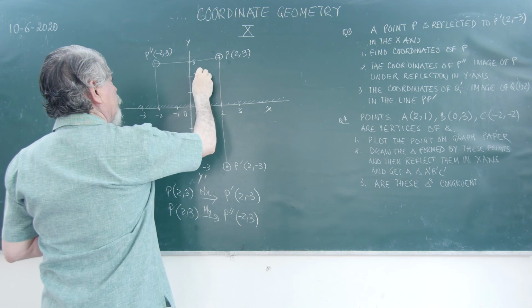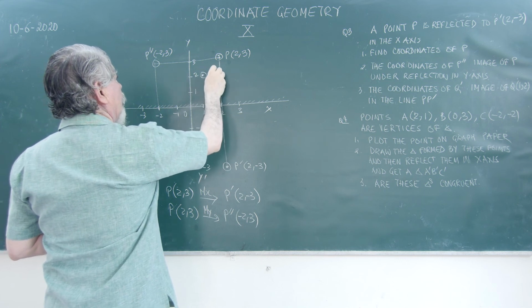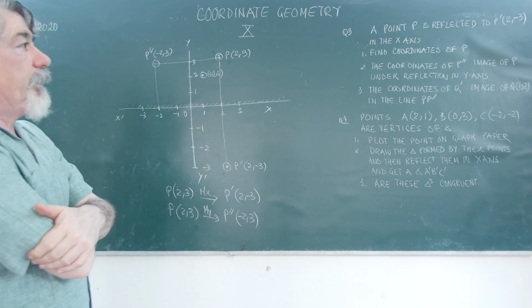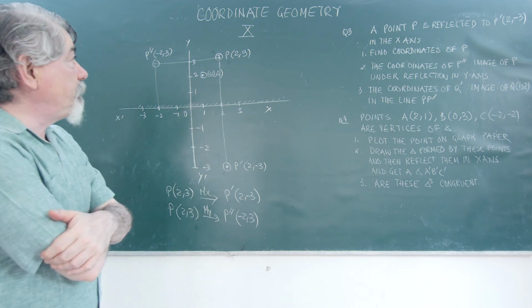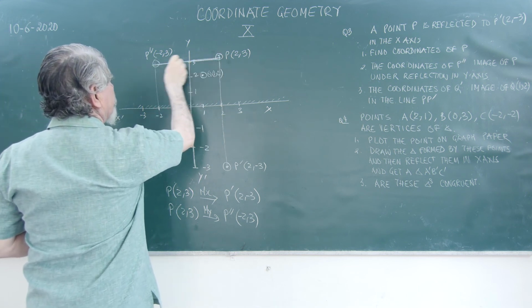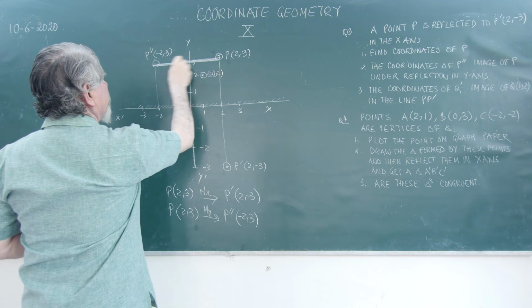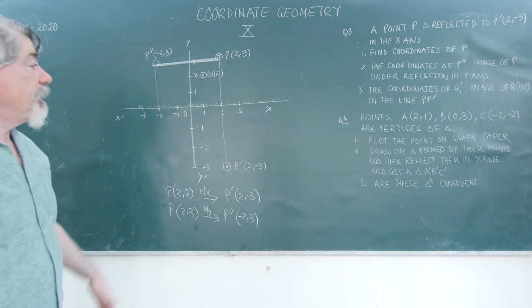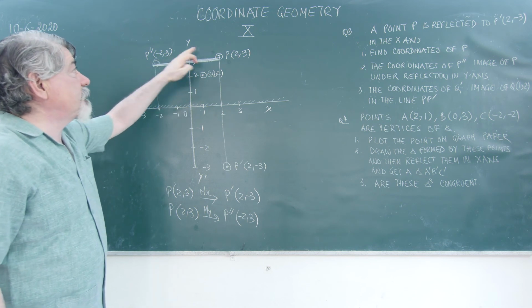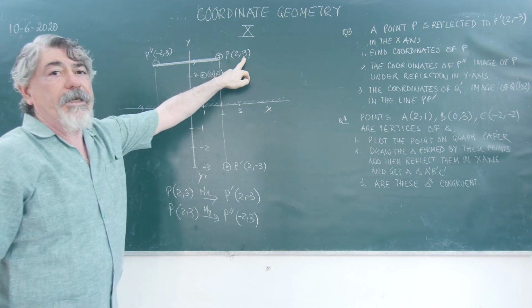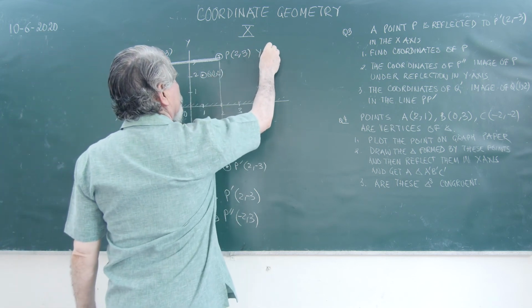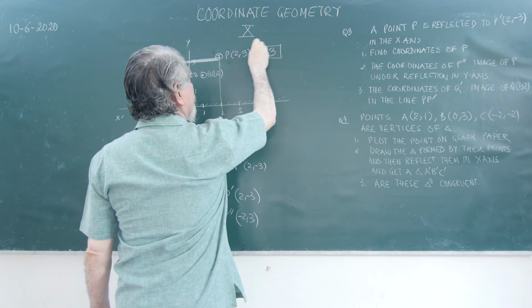Q is (1, 2). This is the point Q (1, 2). We need the image of Q (1, 2) in the line PP dash. PP dash is parallel to the x-axis at a distance, so it is the line y equals 3.